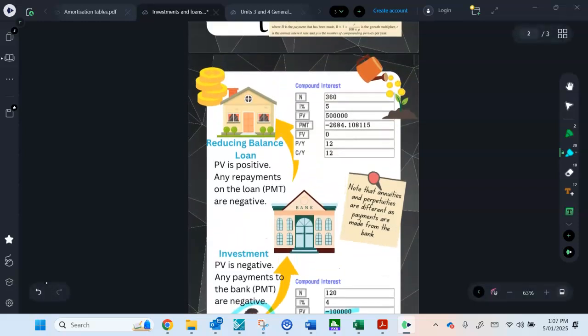Then if we've got a loan, so the best example of this would be a mortgage. So let's say we took a loan for $500,000. Because that money is coming to you, it's positive. All right, so your principal value or your present value is positive. But your repayments, because they go back to the bank, are negative. So it's very important that you remember that.